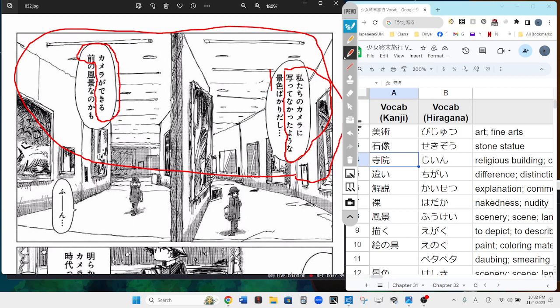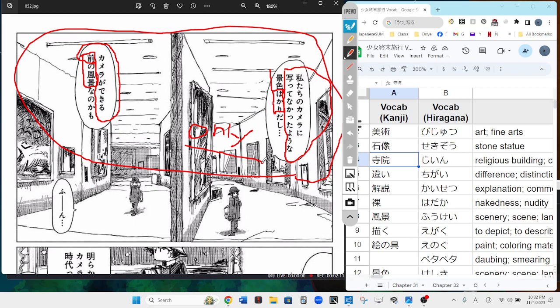It's like our camera, and then it's to take a photo of something, and then it's like your na, like scenery. Yeah. And then it's bakari, which means tightly. That's not what bakari means. What? Bakari means only, like dake. Oh. Dake and bakari are the same word. They are just used in different contexts, because one is only one thing and one is only one category.